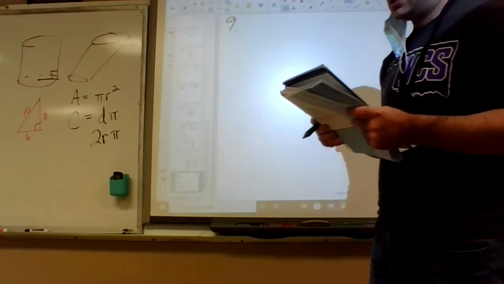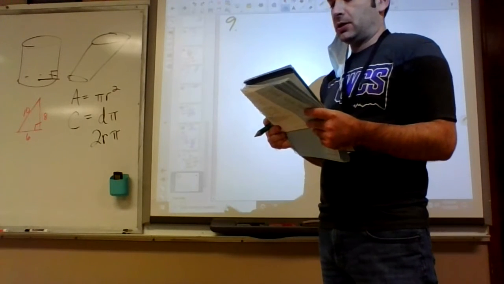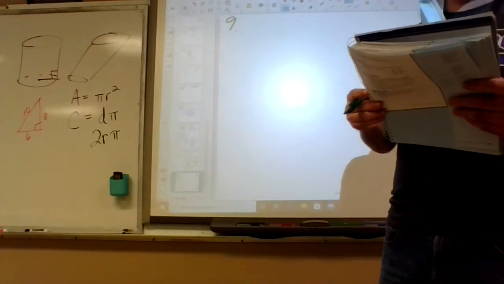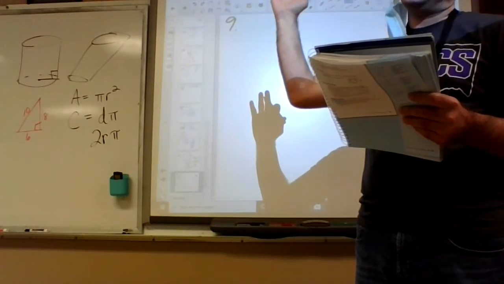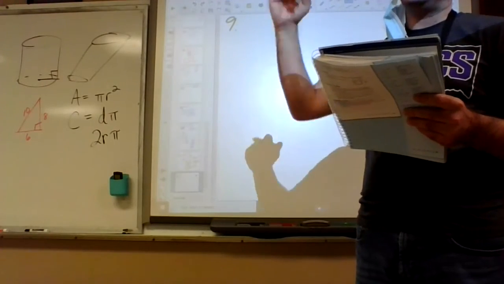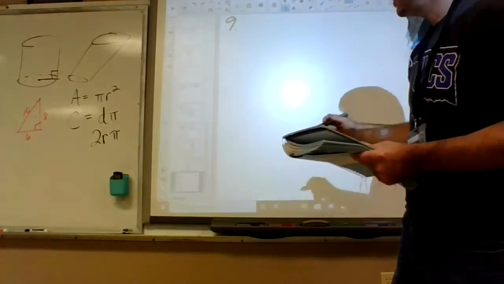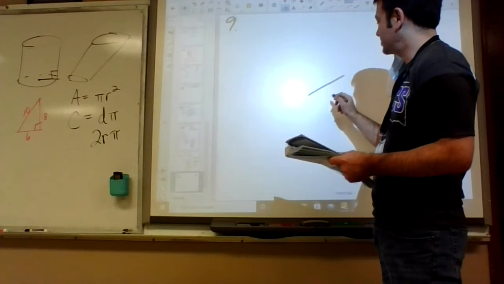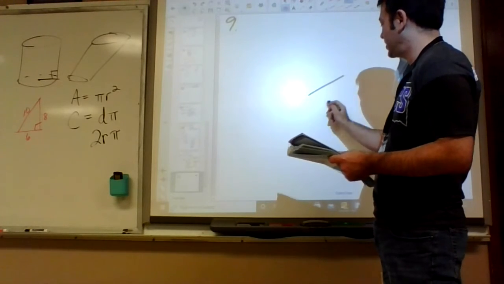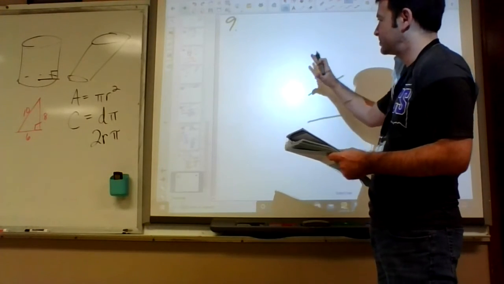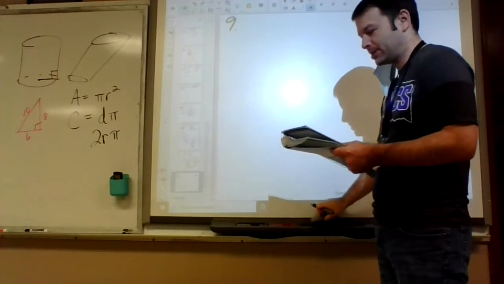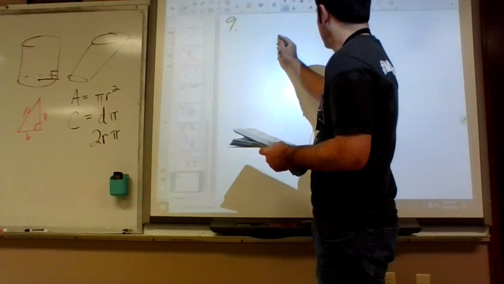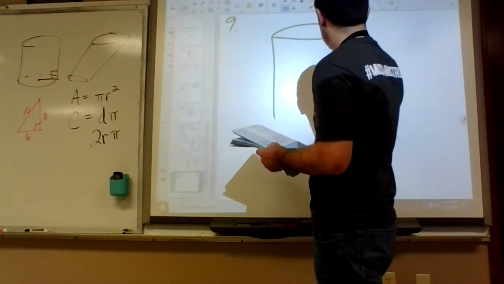Wait, what about the leaning tower of Pisa? Did you take that into consideration? Well, it's still a right prism. It's just leaning over. Sounds like an excuse. Because the ground still looks like that, it doesn't look like this. So it wouldn't change anything. Alright, that's beside the point.